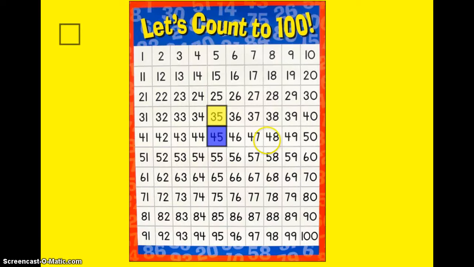Let's try that. Starting at 45, 1, 2, 3, 4, 5, 6, 7, 8, 9, 10. 10 more than 45 would be 55. Take a minute and look at that. See if there's something you notice.